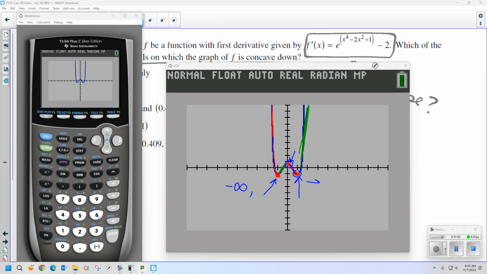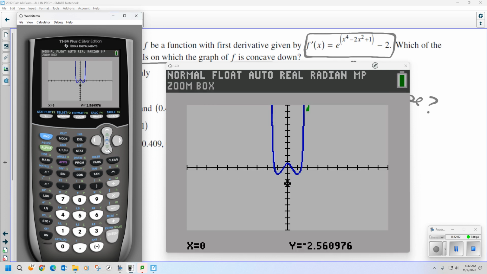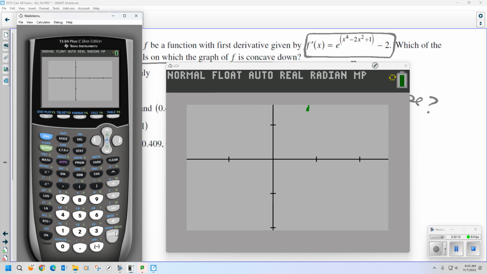Okay, so let's zoom in. And it might be a little bit easier. Let's do our box, because you know I love me a box. Go over here. Hit enter to start my box. Scroll up. Scroll over. Boom. Let's do this.